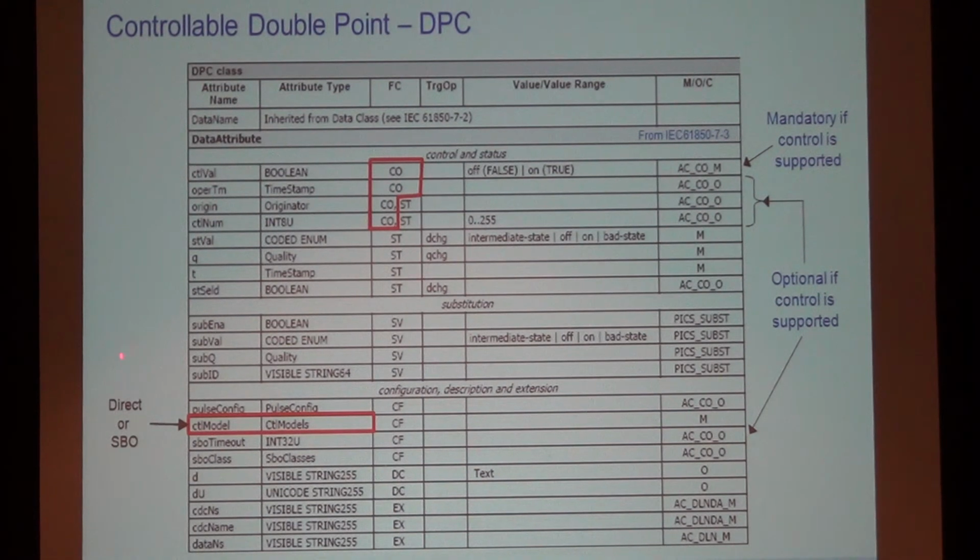And another interesting thing is we have here an object in the configuration functional constraint that tells the client how complex the control procedures are that this device supports. So you can do a direct operate by just simply writing the control value, or a select before operate, which requires you to do a select process before you can operate it. So again, this information is available to the client so that you can discover what it is that's required from the device for you to be able to integrate with it.